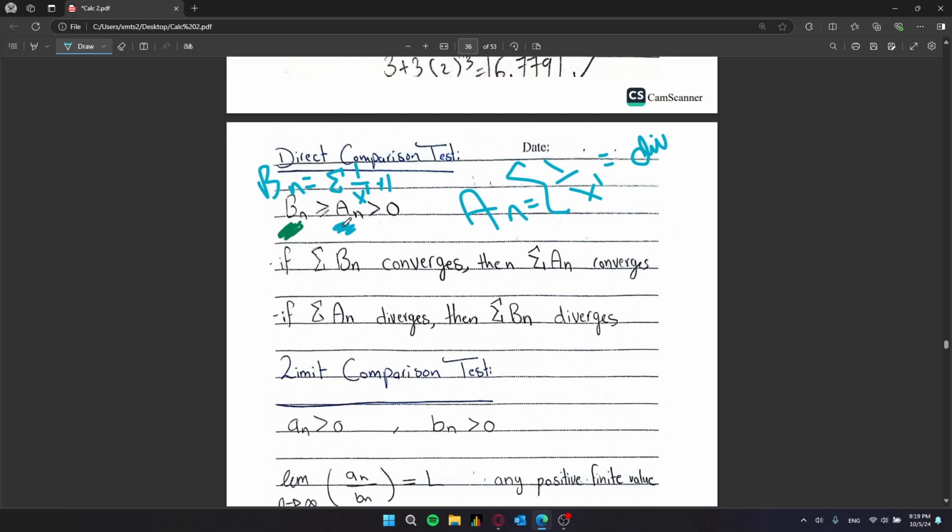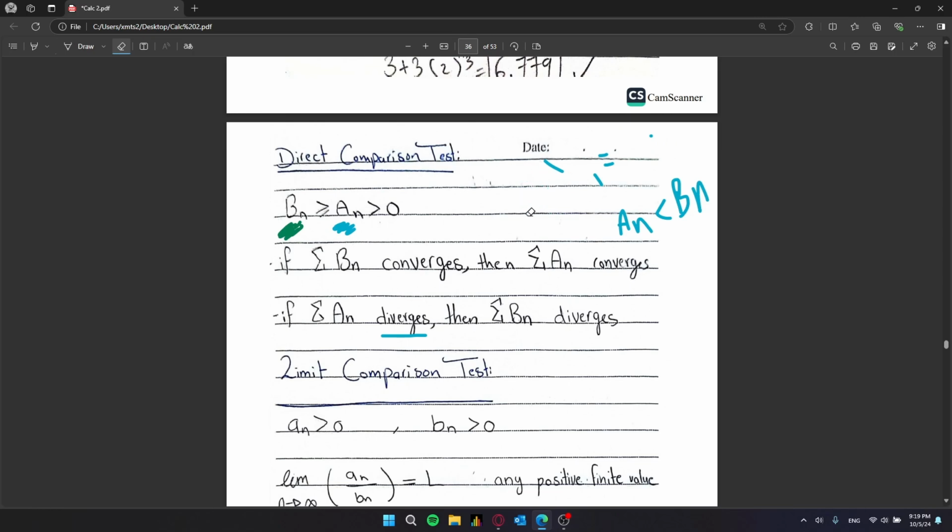We know that a of n diverges, and we know that a of n is less than b of n, because b of n has that plus 1, so it's bigger. It's very slightly bigger, but it's bigger. So b of n is greater than it, and a diverges. So by the direct comparison test, we can conclude that b of n must also diverge. And that is the idea behind the direct comparison test.